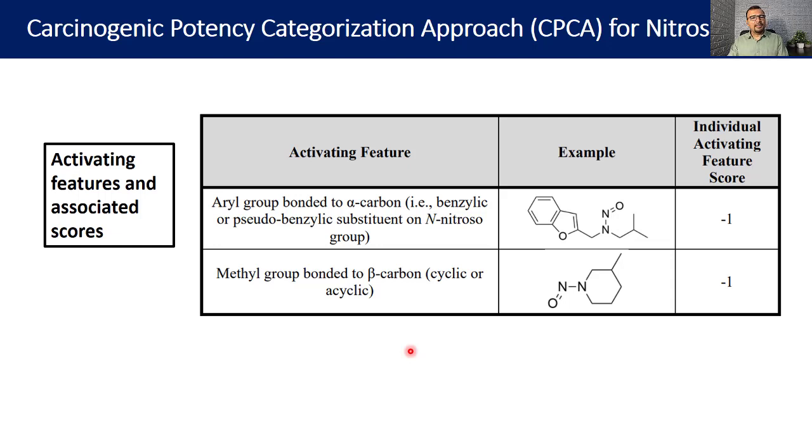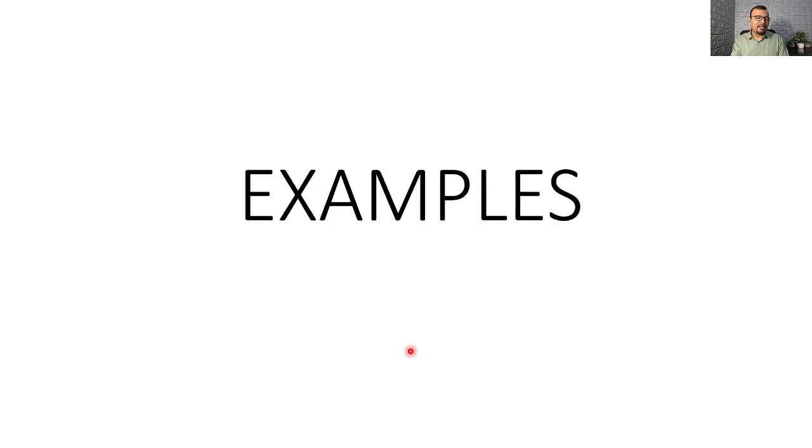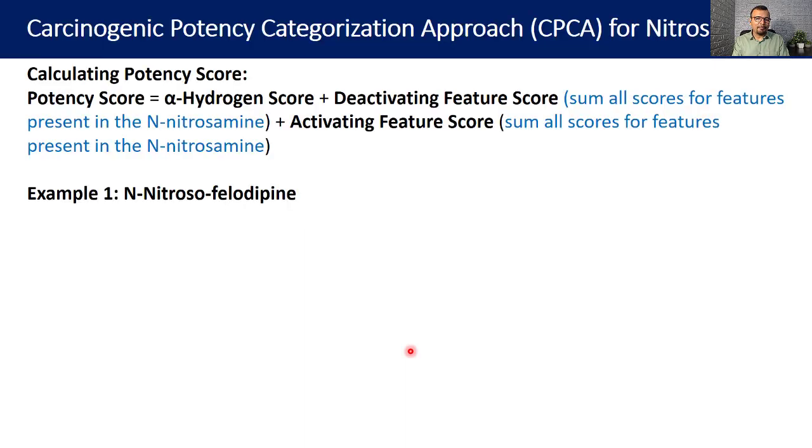So we tried to understand the calculation of the alpha hydrogen score, deactivation feature score, and the activation feature score. By summing all together, one can calculate the potency score. By taking some examples, we will try to understand how this can be done practically.